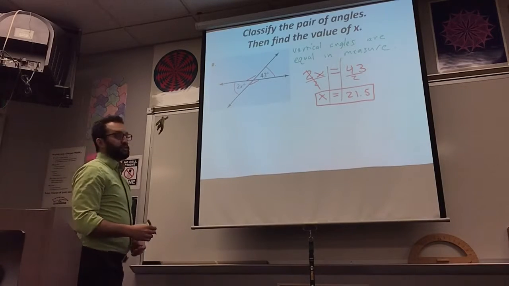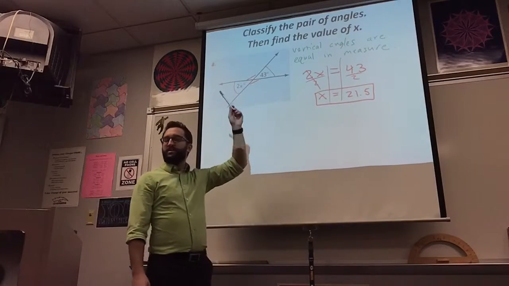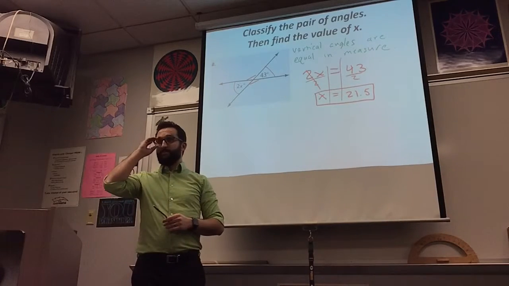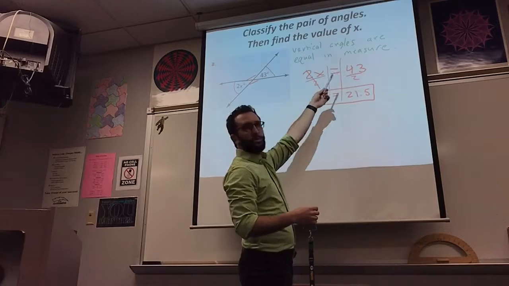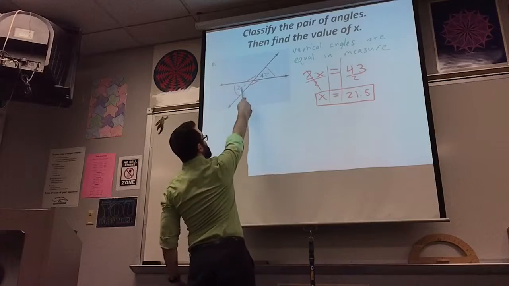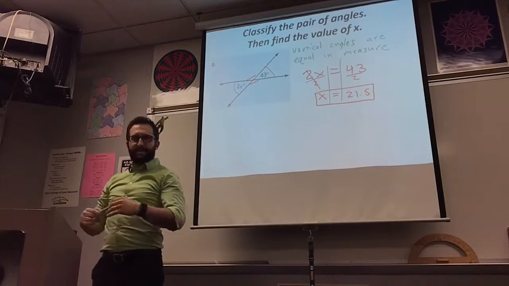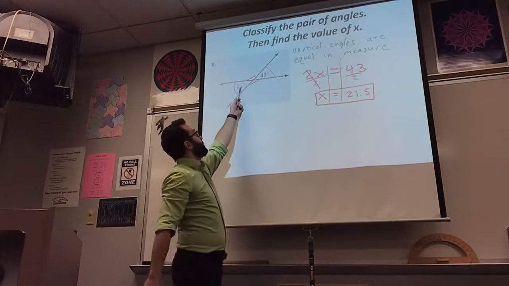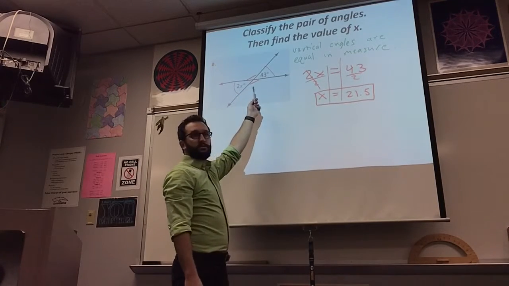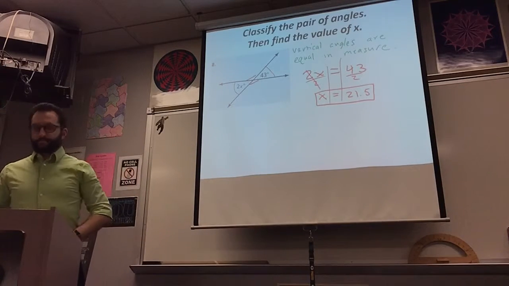Boom. And we actually don't need the degrees symbol, because is x talking about degrees? No. X isn't a degree measurement. What's the degree measurement of this angle? Vertical angles are equal in measure, so this is 43. That's why we don't need the degree symbol, because this angle is not 21.5 degrees. It's 43 degrees. Yes? Instead of setting up the equation, can you just divide 43 by 2 if you see it?